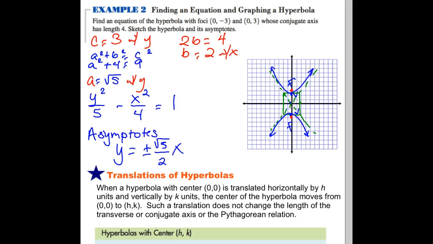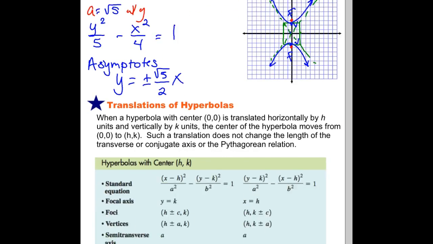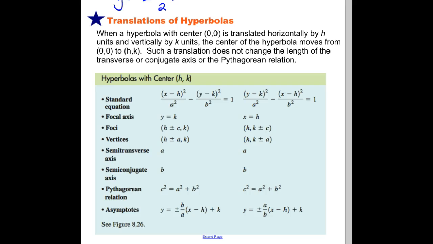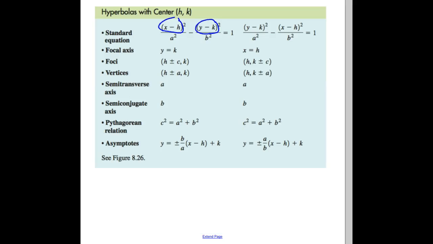All right, we're going to shift everything. Again, they've summarized it all in a chart. It's the same transformations we've been doing for all of our shapes. Instead of an x, we have an x minus h. Instead of a y, we have a y minus k. Look at your asymptote equations at the bottom here. I'm going to rewrite this a little different way. I'm okay with either option.